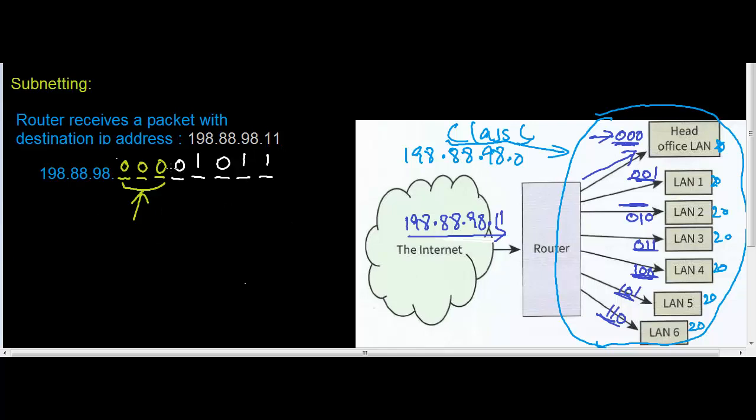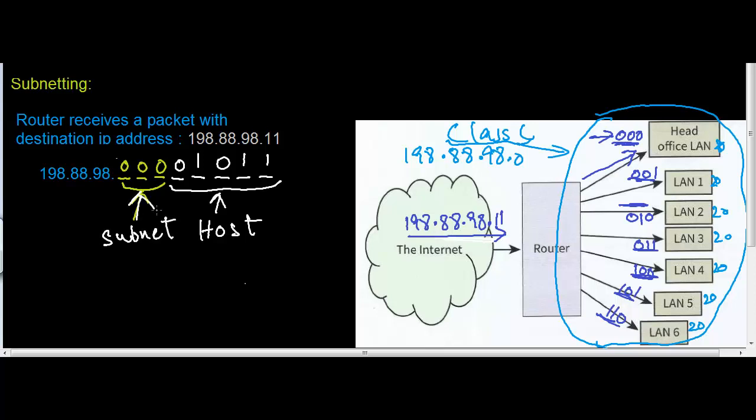So now that we have 3 bits being used for the subnet, we are basically left with 5 bits for the host. So the first 3 bits are always going to be used to identify the subnet, and the last 5 bits will be used to identify a host on the subnet. These are going to be used to identify a host, and these will be used to identify a subnet.